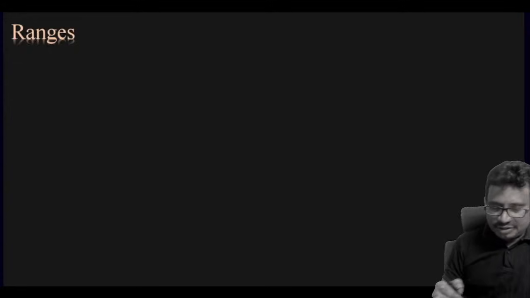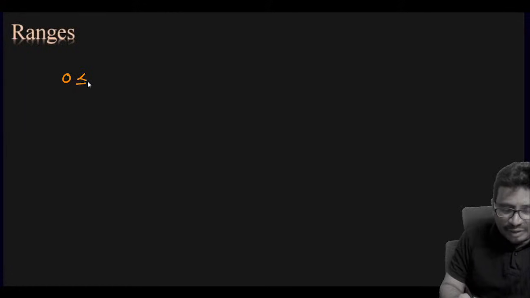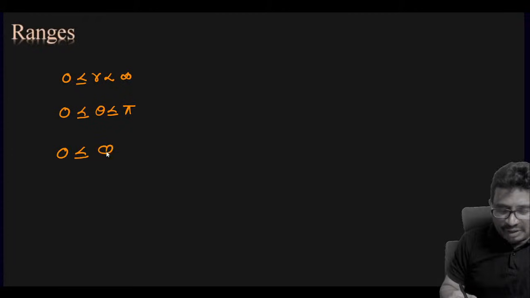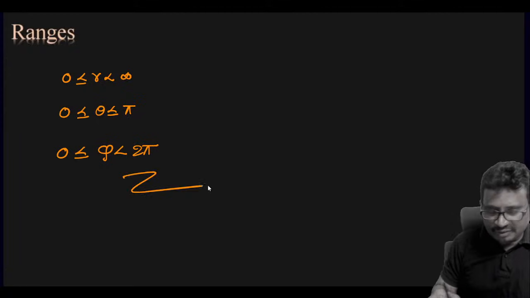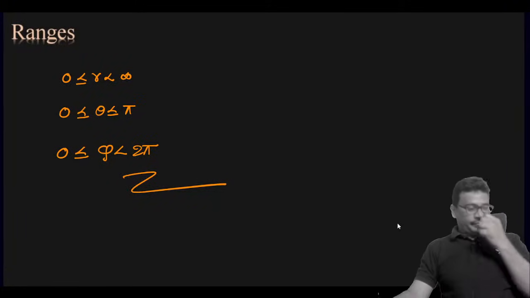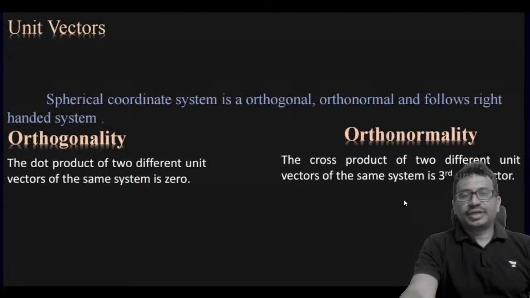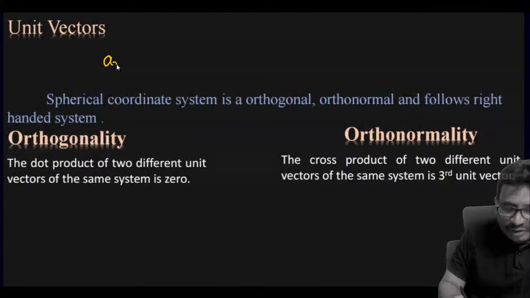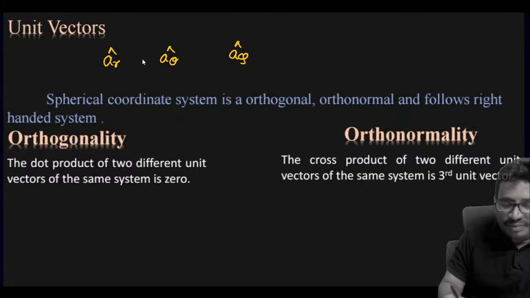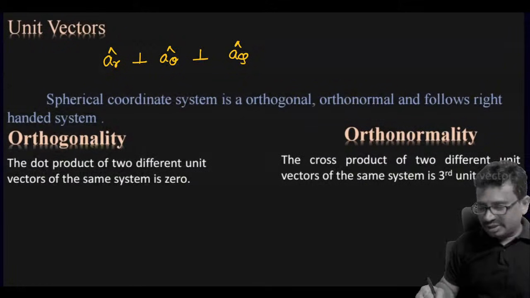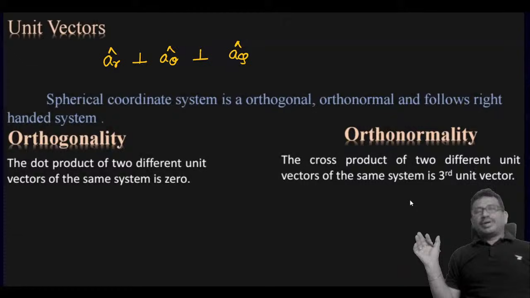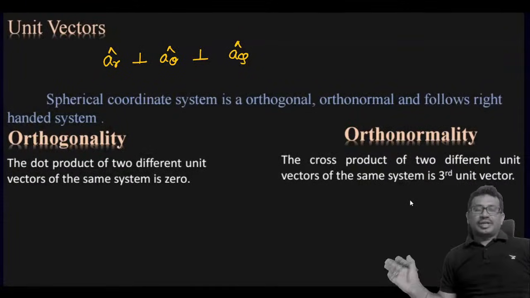Next, ranges. Here r is the radius. The range of r is 0 to infinity. Theta lies between 0 and pi. Phi lies between 0 and 2 pi. Now here also we write the unit vectors: a r cap, a theta cap, a phi cap. The angle between them is 90 degrees. The spherical system is also orthogonal, orthonormal, and follows the right-handed system.